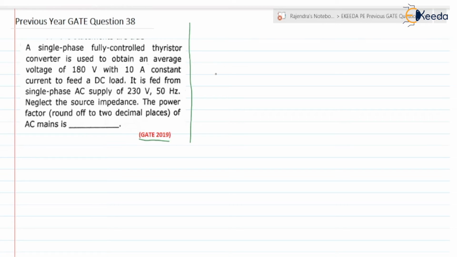So it is given that V0, the average value of the output voltage, is equal to 180 volt, and I0 is constant, capital I0 is equal to 10 ampere. Next, it is fed from the AC source Vs equal to 230 volt, and the frequency is 50 hertz.